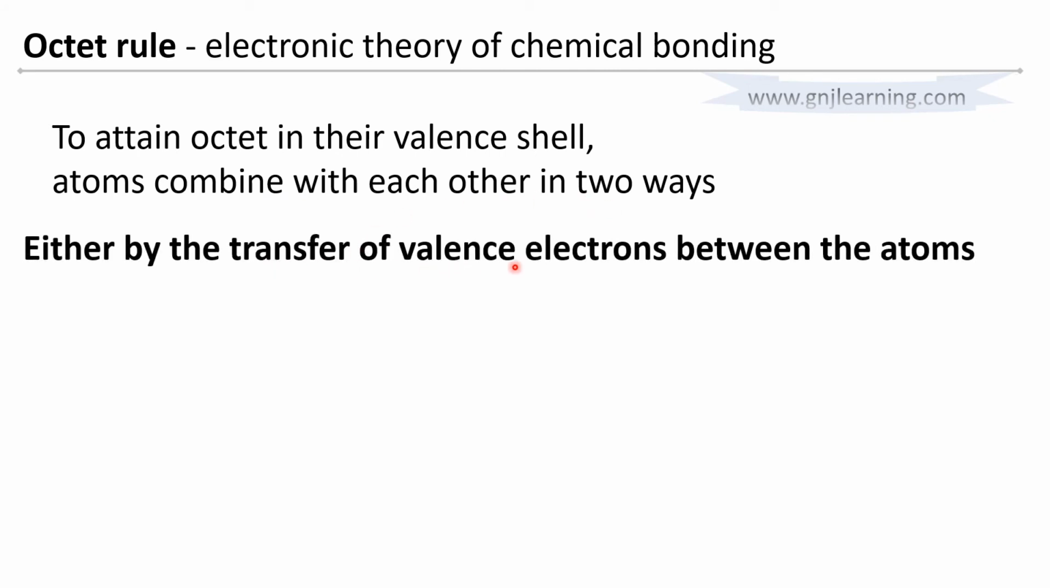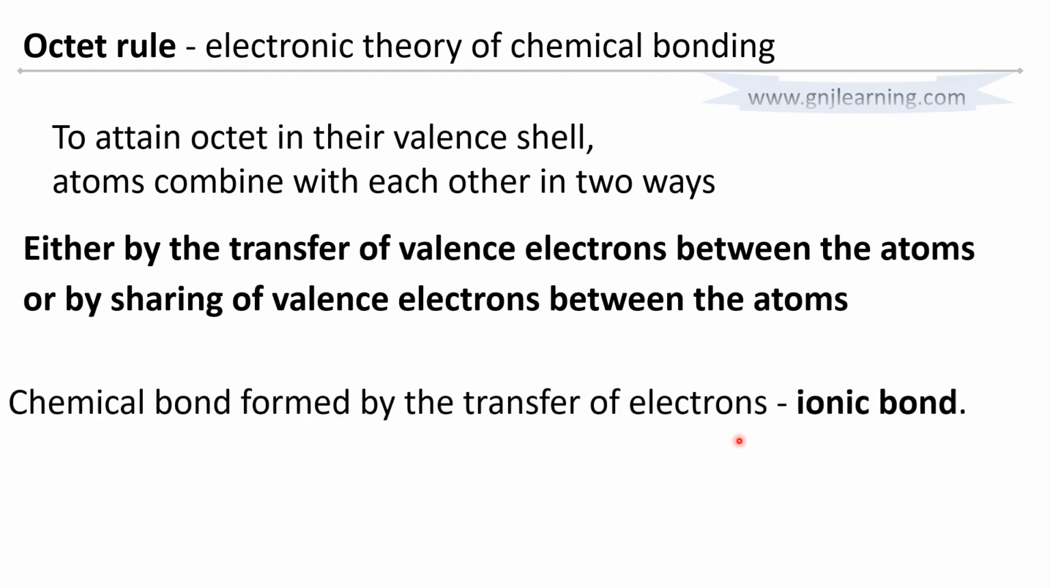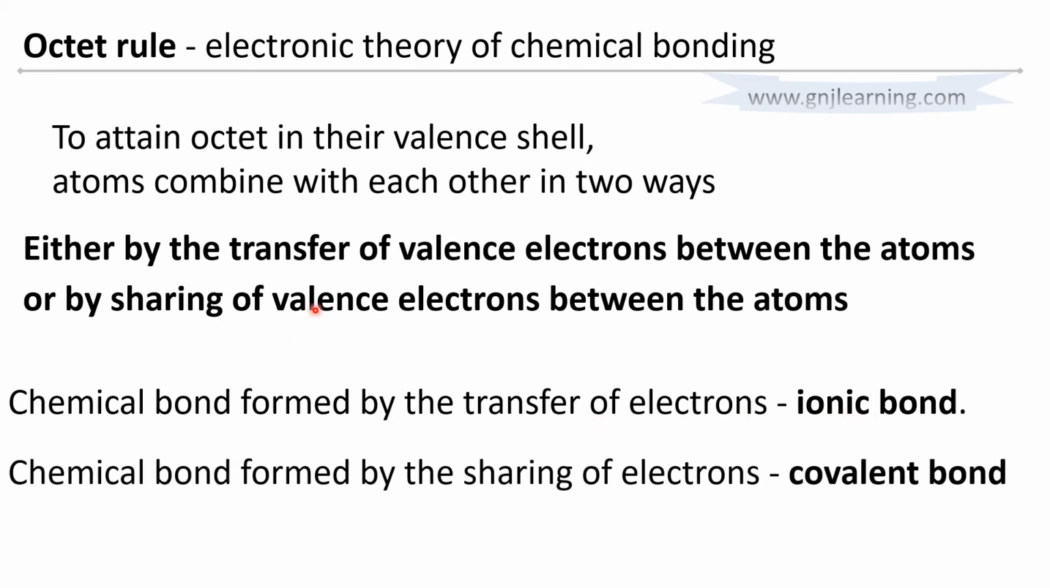Either by transfer of valence electrons between the atoms, which is what we saw in ionic bonding, or by sharing of valence electrons between the atoms. Either by transfer or by sharing. When you transfer, what you get is an ionic bond. The chemical bond formed by transfer of electrons is an ionic bond, whereas when you share, what you get is a covalent bond.